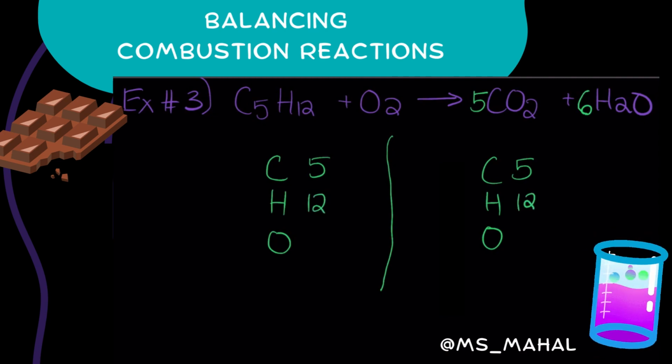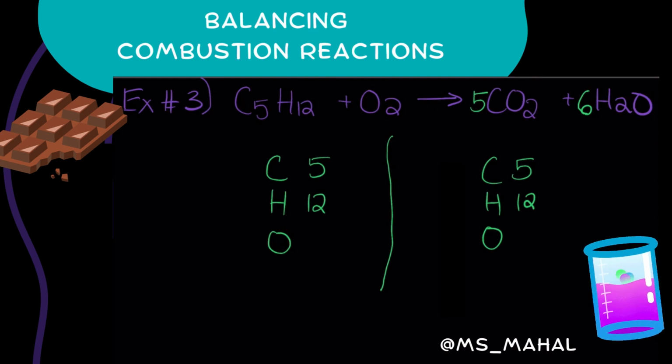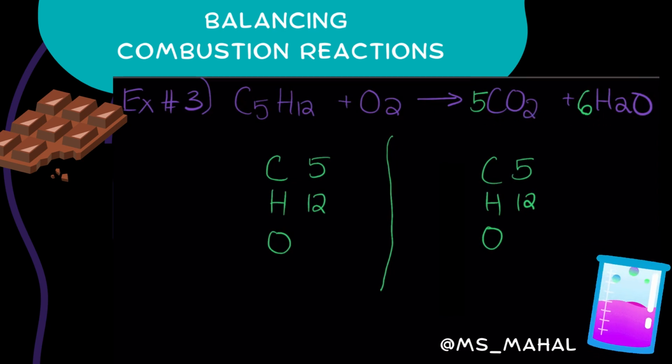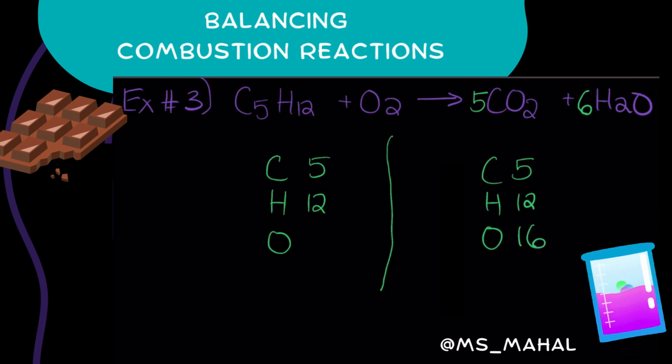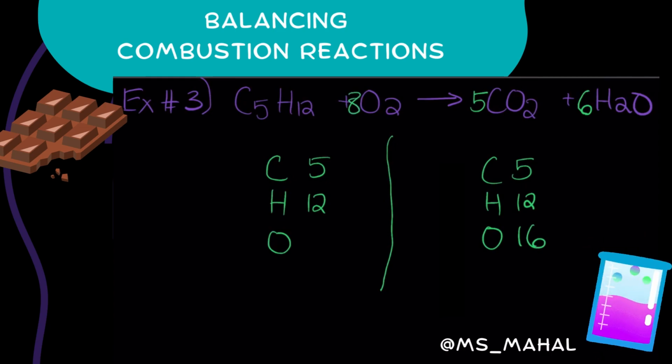And finally, we have to look at our oxygens. So on the left, I just have 2, but on the right, I'm gonna have to do a little bit of addition here and multiplying. So altogether on this one, I have 16 oxygens, which means I'm going to need to add an 8 in front of this one and an 8 there.